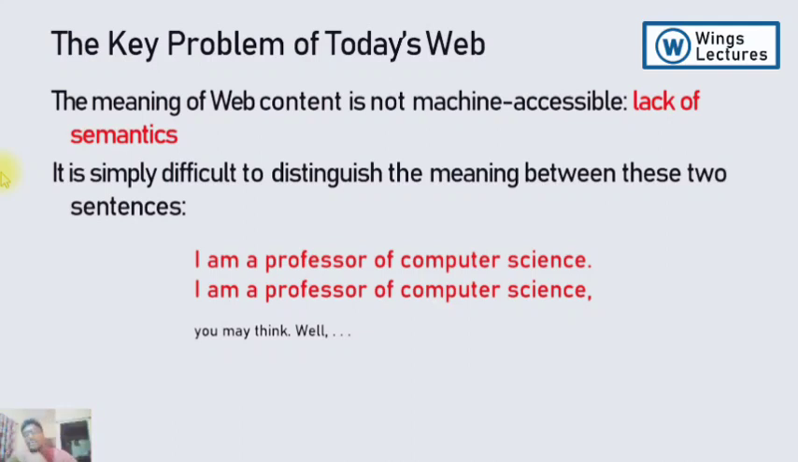Here you can see there are two sentences: "I'm professor of computer science." with a full stop, and "I'm professor of computer science," with a comma. But the machine will read only the sentence; it will not look at whether you typed punctuation. So it will bring the same result whether you put a comma or a dot, but the real meaning is slightly different. The first one is a complete sentence, but the second one is not complete, right?